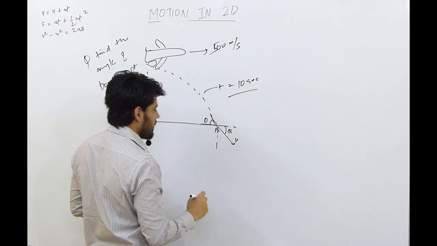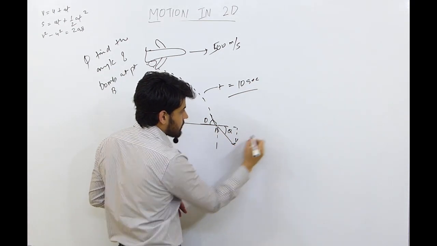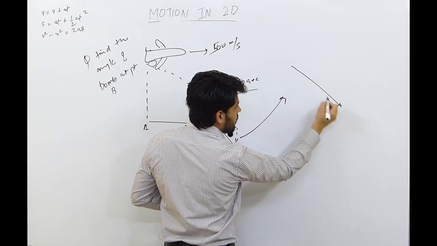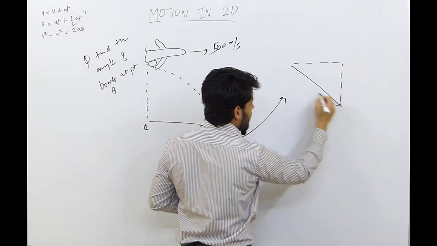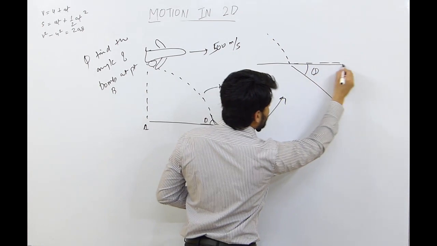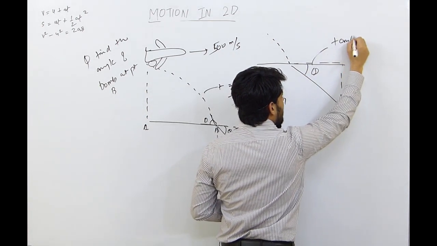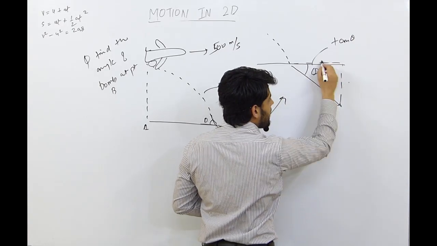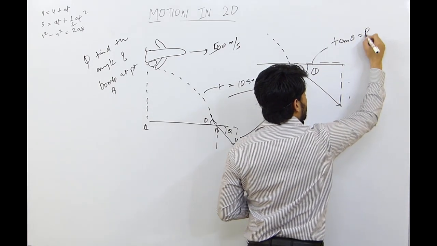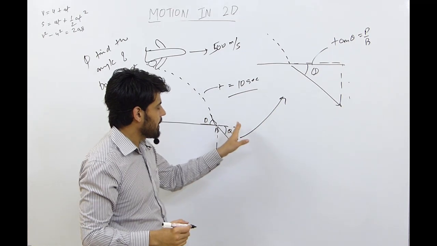Theta will be same. So to calculate this angle, if we consider this as a triangle, I'll zoom this out. This is the velocity, and this angle we have to calculate. Bomb is coming from this direction. If we use trigonometry, tan theta will be equal to p by b. Perpendicular will be the vertical component and base will be the horizontal.